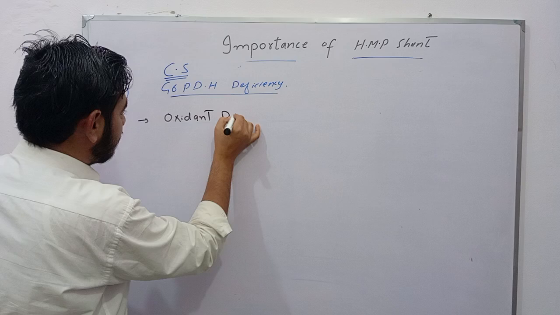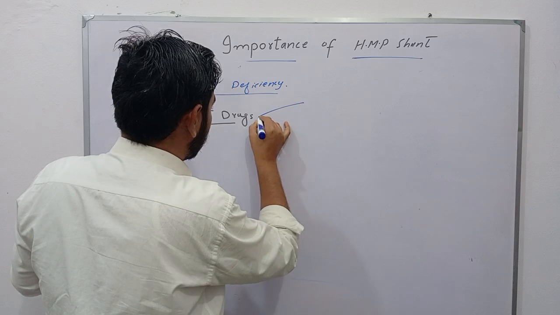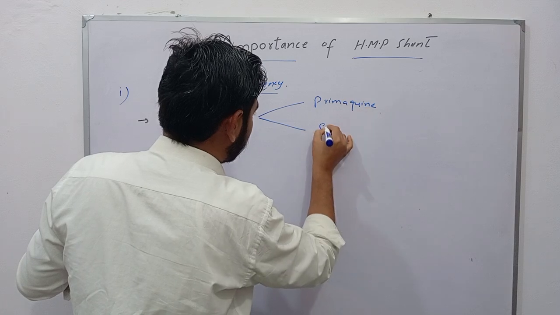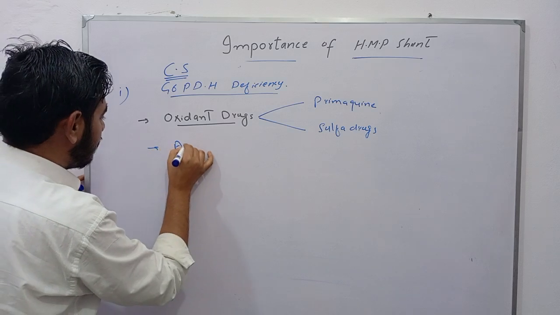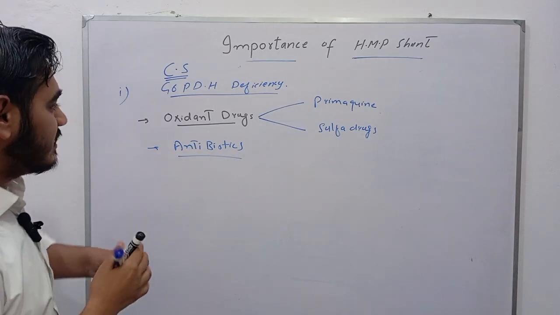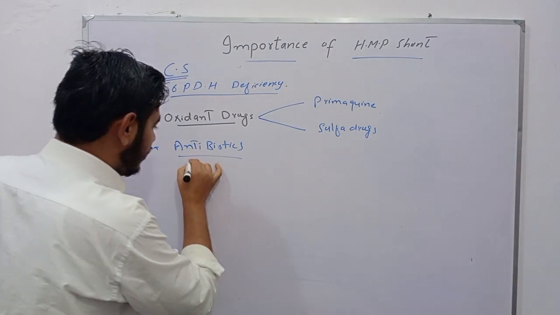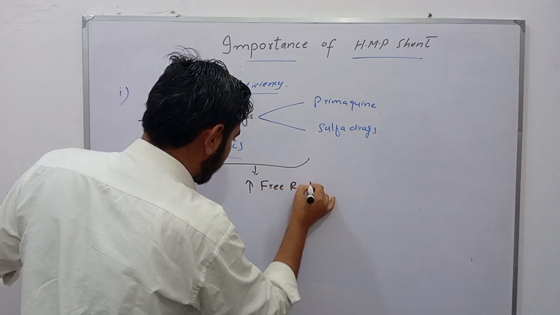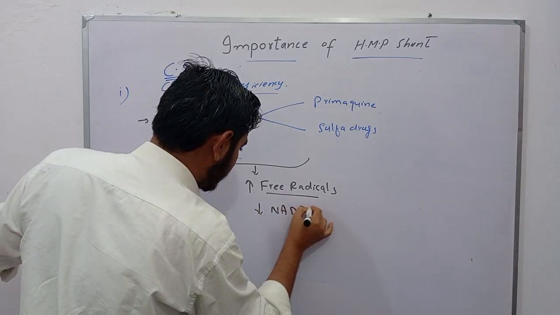when oxidant drugs are given, like primaquine and sulfa drugs, or some antibiotics like acetanilide, they lead to an increase in the production of free radicals and a decrease in the production of NADPH.